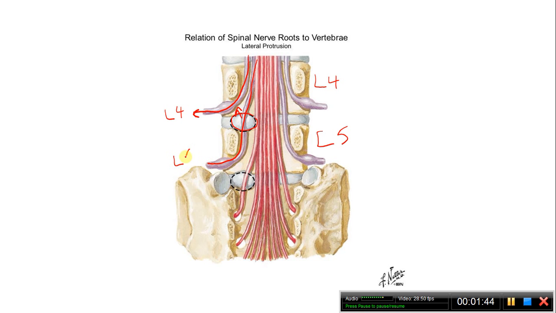So just to summarize, when you have a disc herniation, it is not going to affect the nerve typically at that level. It usually is going to affect the nerve one level before, which is why in L3, L4 disc herniation is typically going to affect the L4 spinal nerve in that situation.